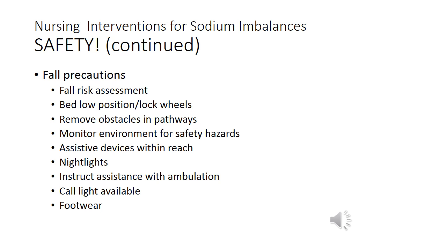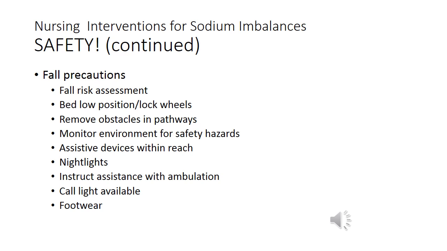Implement fall precautions related to muscle weakness caused by hyponatremia and severe hypernatremia. Perform a fall risk assessment. Maintain the bed in a low position with lock wheels. Remove all obstacles from pathways, especially to the toilet. Monitor the environment for safety hazards. For example, torn carpet, liquid spills on the floor. Place assistive devices, walkers, canes, within the patient's reach.